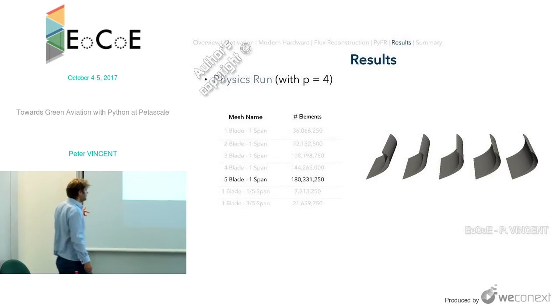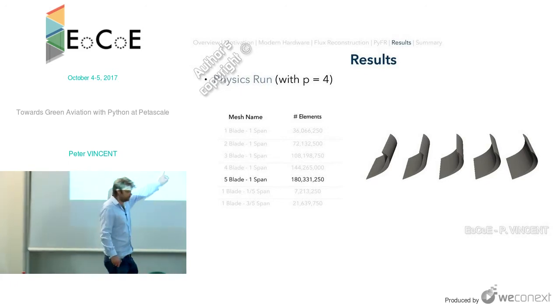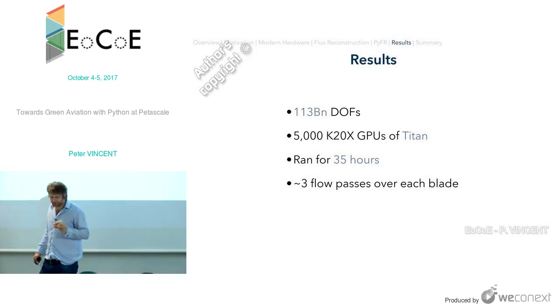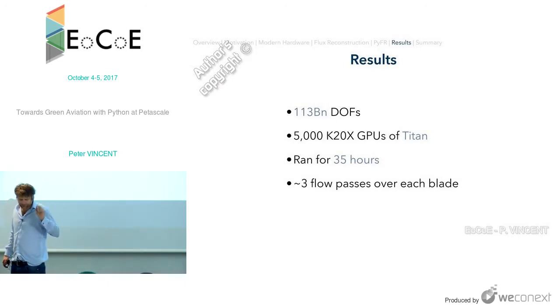And then we did a physics run. So this is where we actually gathered data. It's all of the blades, now with 4th order solution polynomials, so 113 billion degrees of freedom on 5,000 GPUs of Titan. We ran for 35 hours, which gives you 5 flow passes over each blade.